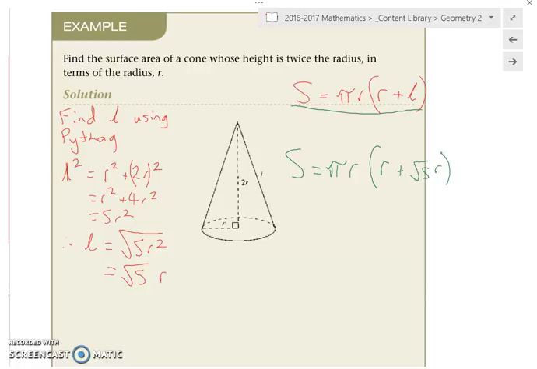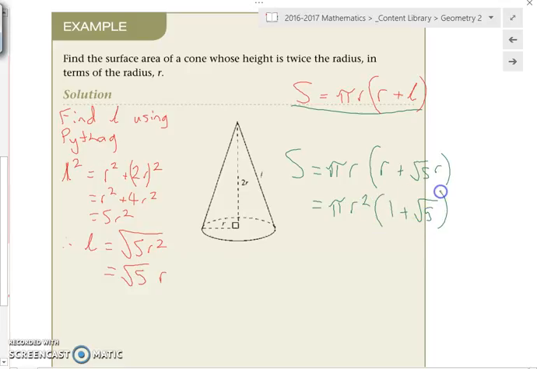Could you factorise it any further? Take another r out if you want. So what do we end up with? I'm happy with that. I think that's actually neater. It's not what they've done, but I think that's neater. But you would not be penalised if you didn't go that step. Happy with that?